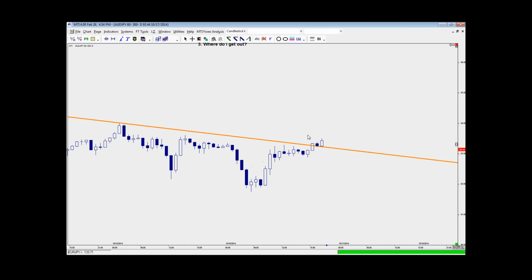So let me ask you a question. Does the market break my counter trend line, yes or yes? How many of you see that? So now I can properly go, okay, I believe the market is now going to go in an uptrend, so I'm now going to trade, okay, going in that direction.